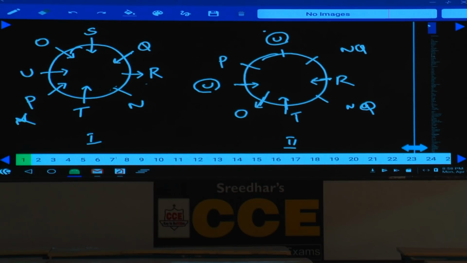And immediate neighbors of R face opposite directions. Immediate neighbors of R facing opposite directions means Q and N are opposite. Q is facing the center, so N will be away from the center. Now this is the information we have, isn't it? And this is how these 8 persons were seated around this circular table. Some of the people are facing the center and some are facing away from the center.